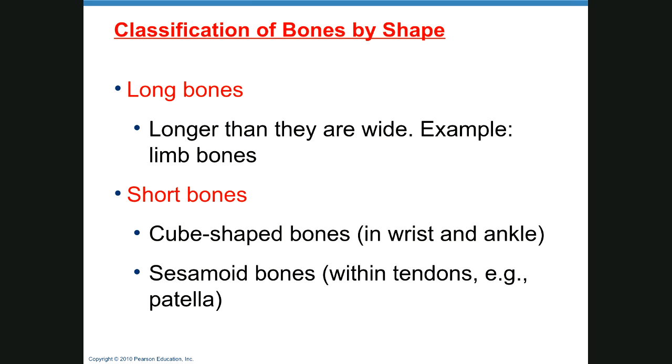And now we're going to look at gross anatomy of bone. So we're going to look at the macroscopic shapes of bones. And we can classify bones according to their shapes. So we have long bones, short bones, flat bones, irregular bones. We saw these in lab also.